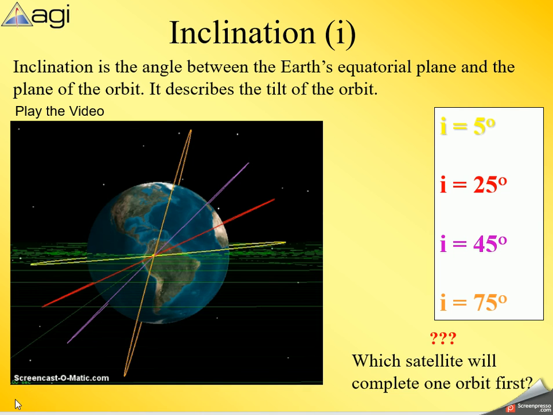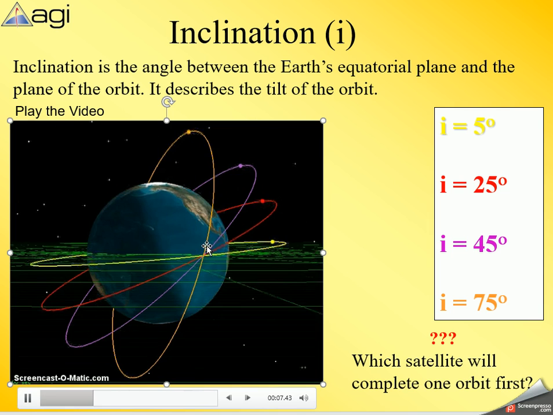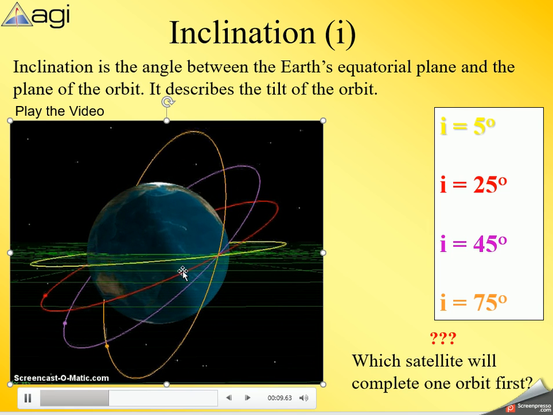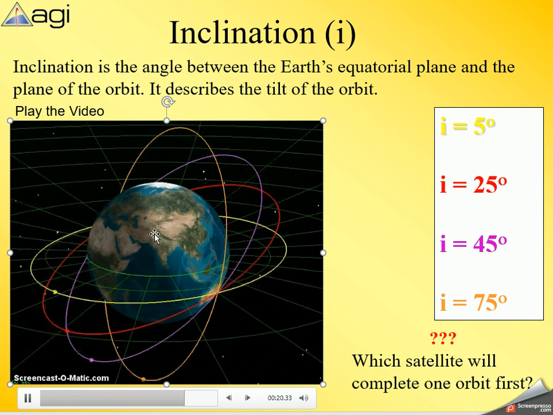So the question: which one will orbit first? All of them left from that one point. Everything stays the same, just the inclination. We can rotate this to look at it all laying on top of each other if we needed to. All we did is change the inclination. As you see, they're all covering different parts of the Earth, depending on what we want that satellite to do.